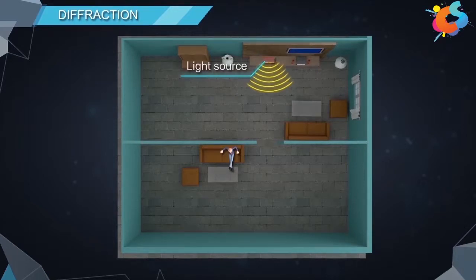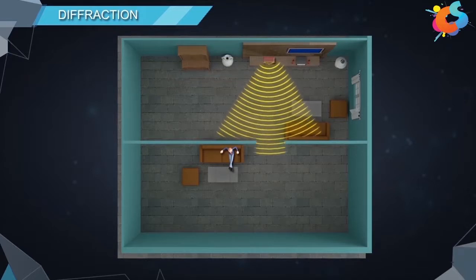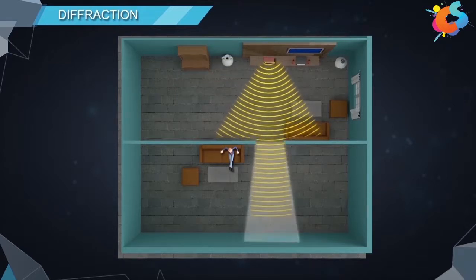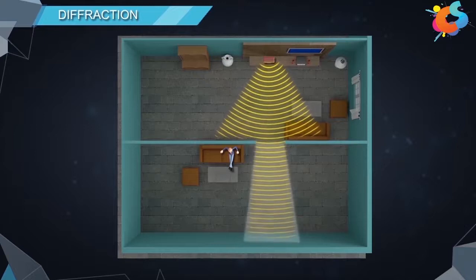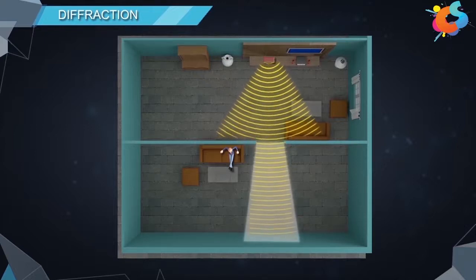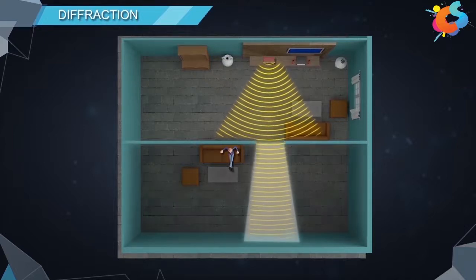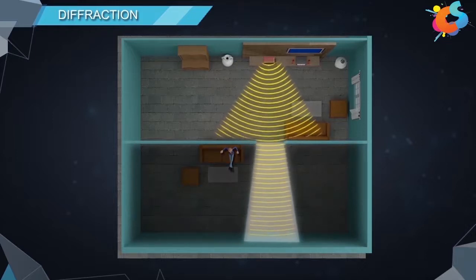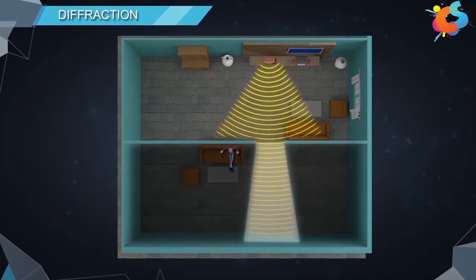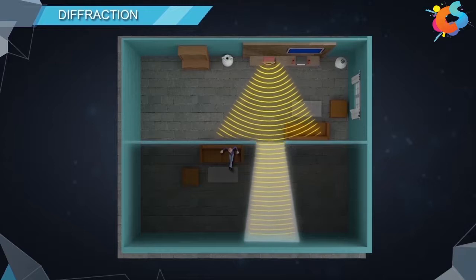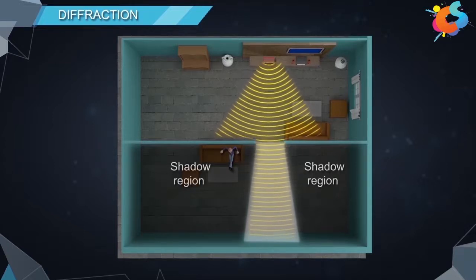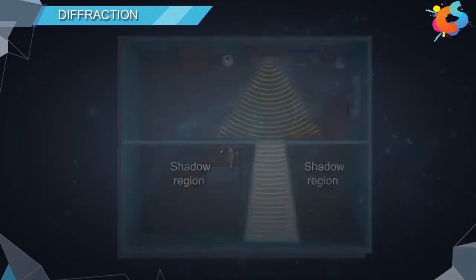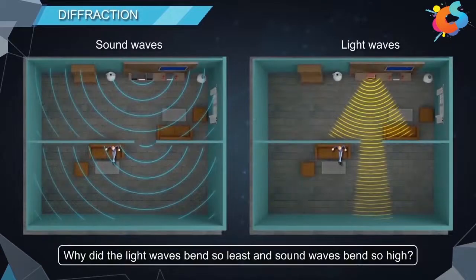As we can see here, the light waves have illuminated only this part of the room. This means that the light waves did not bend to illuminate this region. This type of region where a particular wave is unable to penetrate is called shadow region. Now, the question is, why did the light waves bend so little and sound waves bend so much?